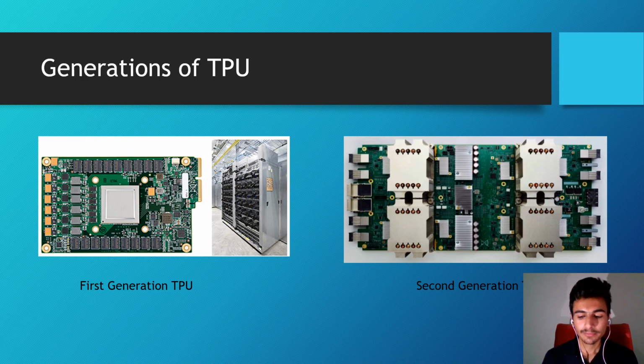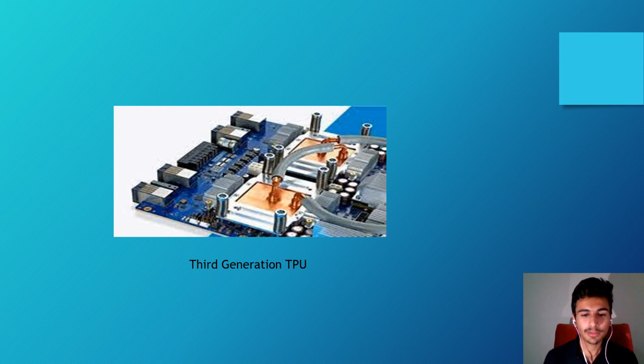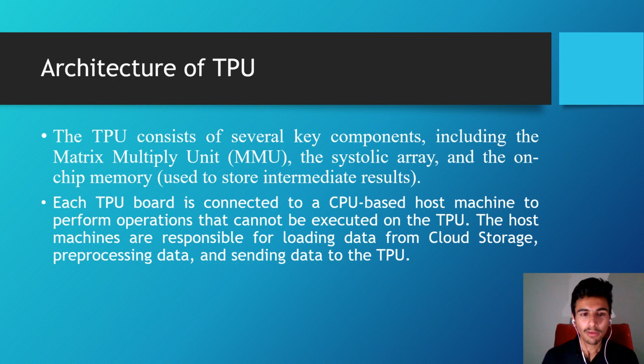Generations of TPU. There are a total of 3 generations of TPU: first generation TPU, second generation TPU, and third generation TPU. First generation TPU and second generation TPU are shown in this slide, and there is the third generation TPU. Now, architecture of TPU. The TPU consists of several key components including the MMU. MMU stands for matrix multiply unit, the systolic array, and the on-chip memory which is used to store intermediate results.